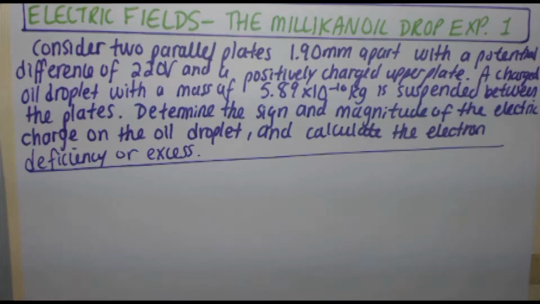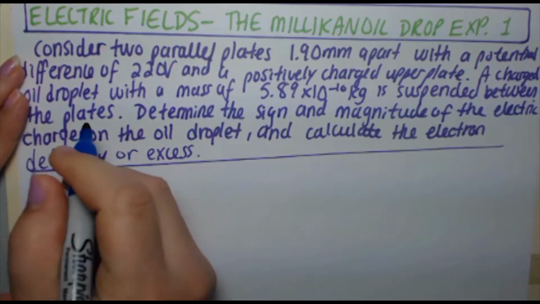Consider two parallel plates 1.90 millimeters apart with a potential difference of 220 volts and a positively charged upper plate. A charged oil droplet with a mass of 5.89 times 10 to the minus 10 kilograms is suspended between the plates. Determine the sign and magnitude of the electric charge on the oil droplet and calculate the electron deficiency or excess. So I'm going to draw a picture first of all because I haven't been given one in this problem.